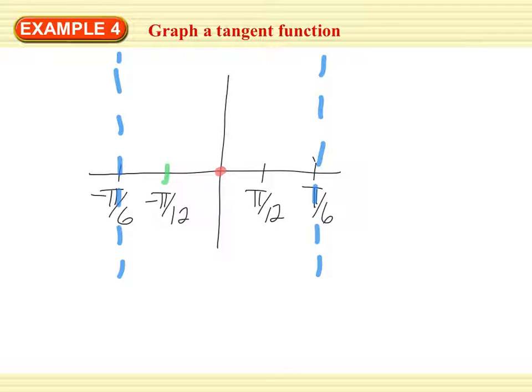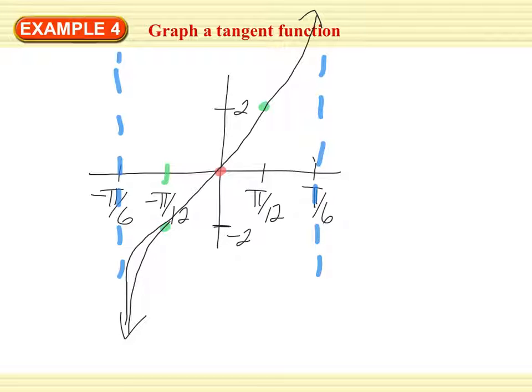So this is going to be, sorry, I'm having trouble with my pen, negative a, where a is 2. So negative 2 and positive 2. So there and there. And then we can sketch our curve. We're going to run right along the asymptote, through, and then up. Okay, that probably could have been better.